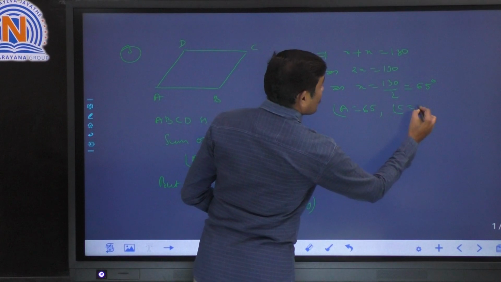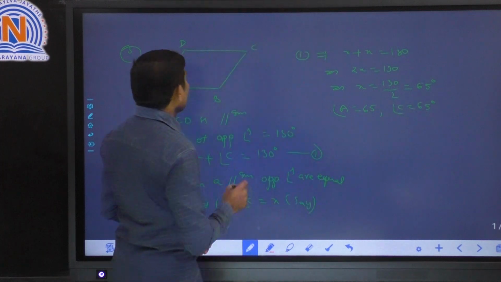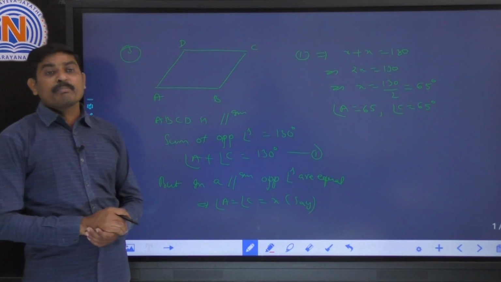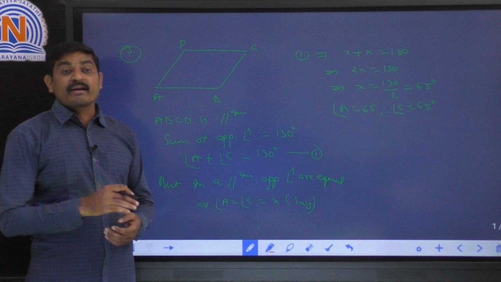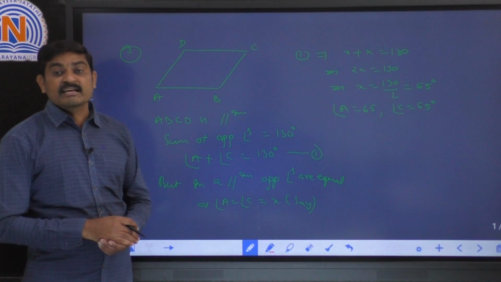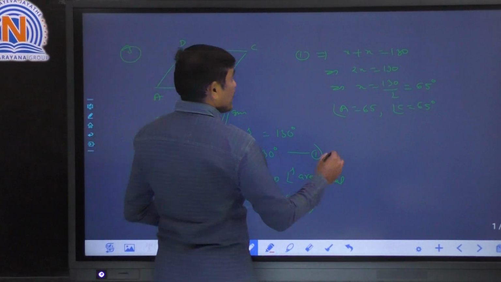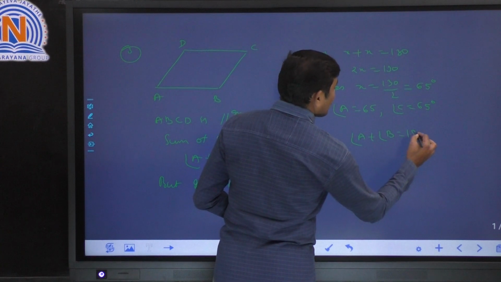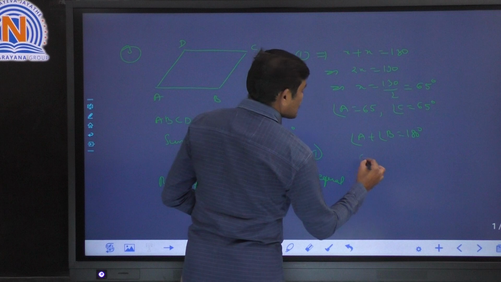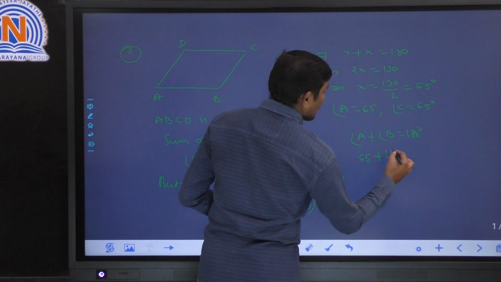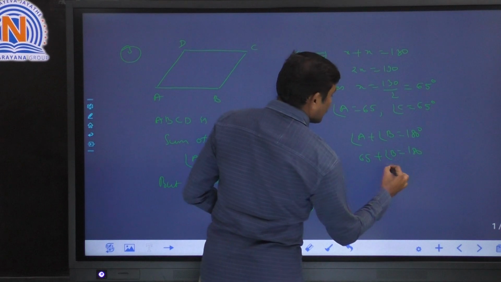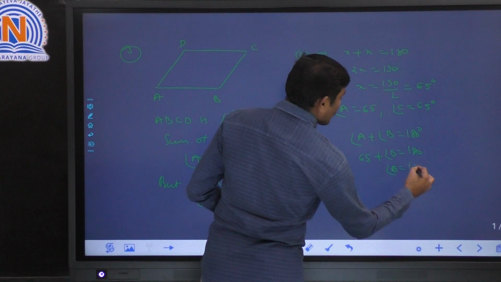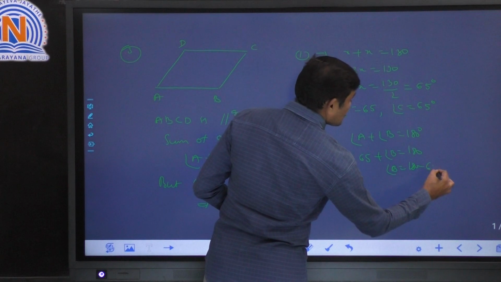Angle C is equal to 65 degrees. But again, we know one more property of the parallelogram: any pair of adjacent angles are supplementary. That's why angle A plus angle B is equal to 180 degrees. Angle A we just found is 65, so 65 plus angle B is equal to 180. Then angle B is equal to 180 minus 65.